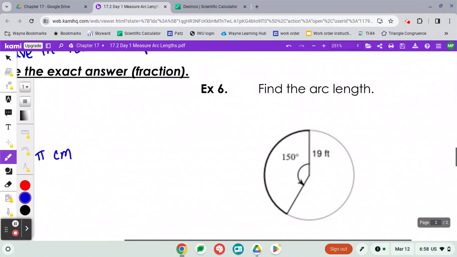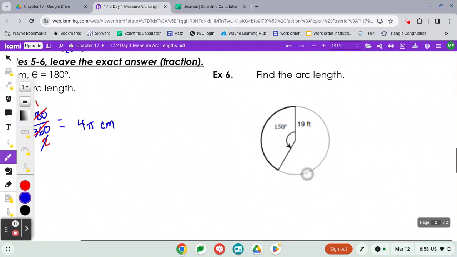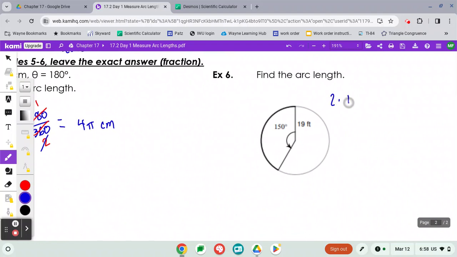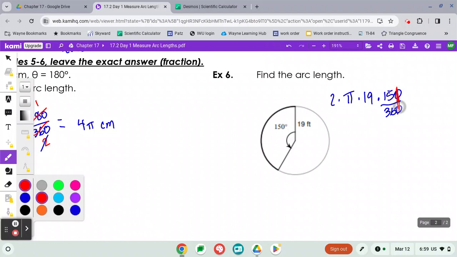Okay. So the last one here, once again, we don't want to multiply pi in. So for this one, it is 2 times pi times that 19 for the radius times 150 all over 360. Okay, so we want to reduce this as much as we can. And right away, you might notice there's a 0 for both of these, so I'll cancel that out. Okay, now I have 15 over 36. So 15, I can cancel that out. We know 3 goes into that 5 times. Meanwhile, 3 goes into 36 12 times.